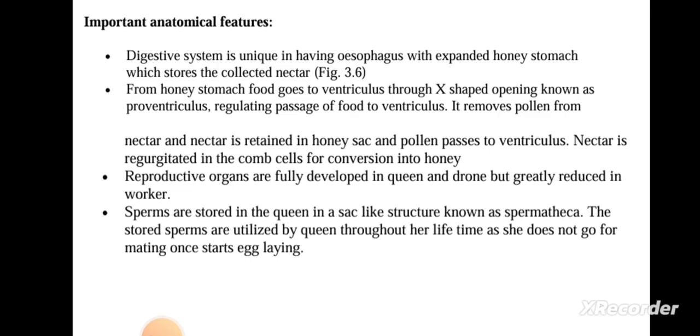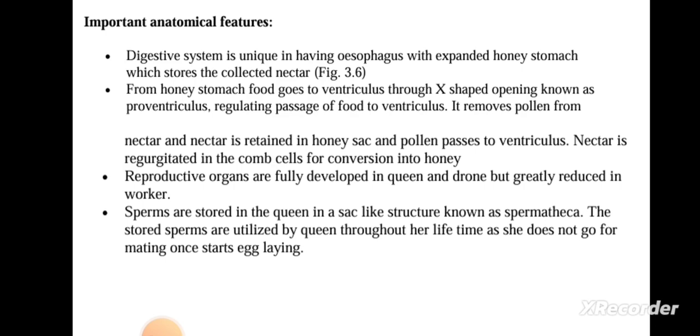Coming to the important anatomical features, the digestive system is unique in having an esophagus with an expanded honey stomach, which stores the collected nectar. From the honey stomach, food goes into the ventriculus through an X-shaped opening known as the proventriculus, regulating the passage of food to the ventriculus. It removes pollen from nectar, and nectar is retained in the honey sac while pollen passes to the ventriculus. Nectar is regurgitated in the comb cells for conserving the honey.